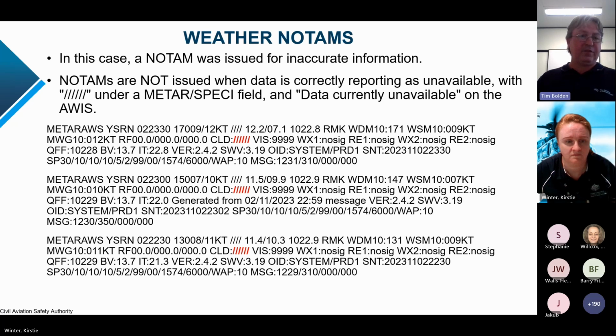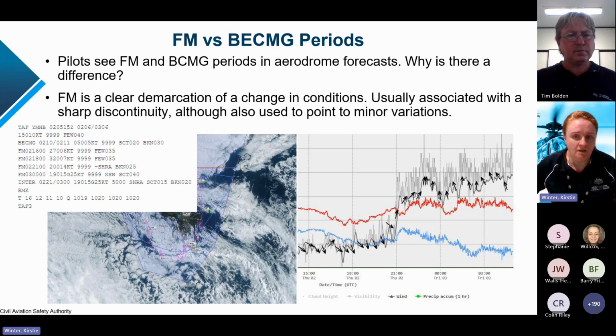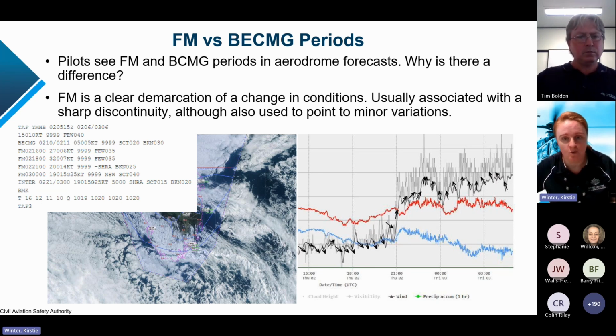But yeah, as long as it's correctly reporting that it's unavailable, it will remain in the system and not be faulted. Okay. All right, so we often see these also in our forecast: the from and the becoming periods. So what is the difference between a from period and a becoming period?